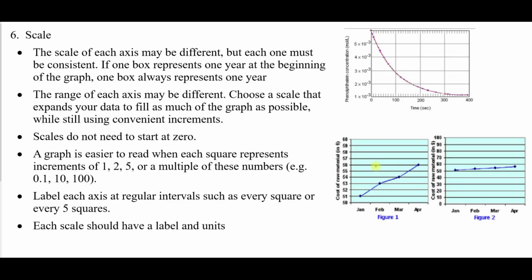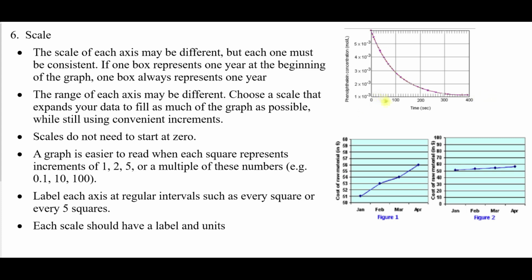Each scale should be consistent. If one box is a year at the beginning, then one box always represents a year. The range of each one may be different. So here we have seconds, and over here we have a very small measurement. 1 times 10 to the negative third is each block. You have to choose a scale that's going to expand your data to fill up the graph.